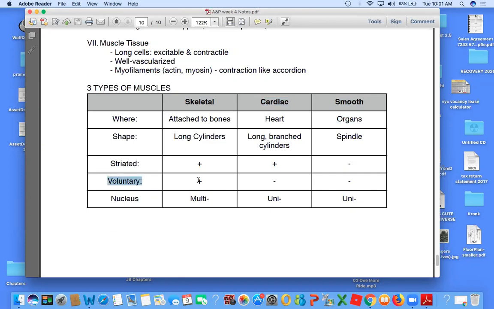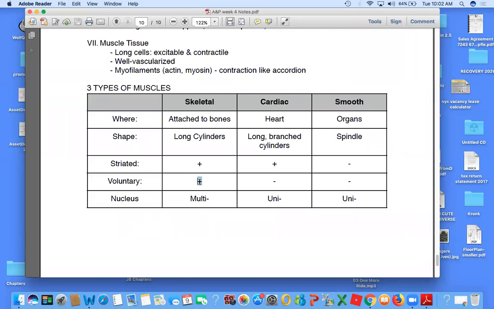Is it voluntary? Skeletal is voluntary. Move your arm? Yep, I think so. Skeletal muscle moves your arm. You think about it, you move it. How about your heart? Not voluntary. You don't say, hey, I think I'm not going to beat my heart today. That's ridiculous. So cardiac cells are not voluntary. Same thing with the smooth. You're not going to say, I don't think I'll, nope, not going to digest the ho-ho. Tell the stomach not to digest it. You can't do that. So cardiac and smooth are not voluntary, so I wrote a little negative.